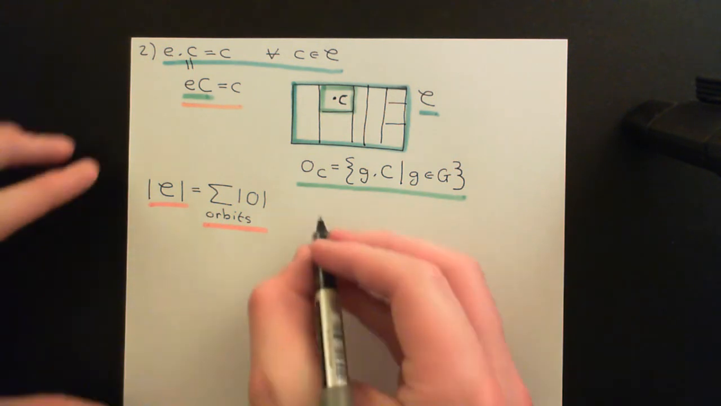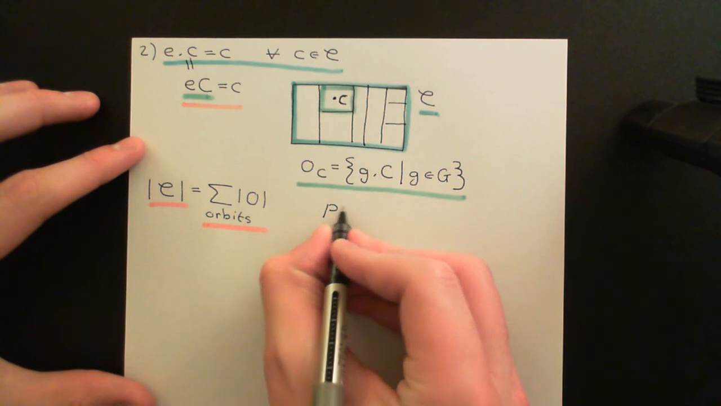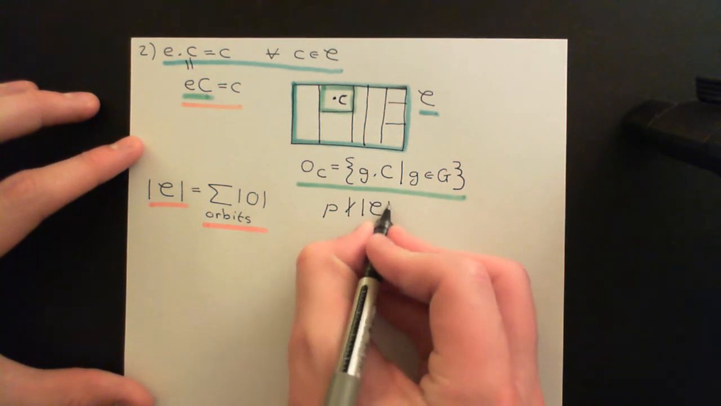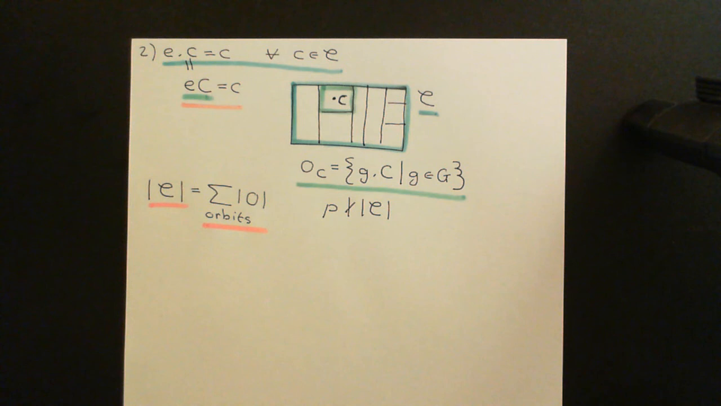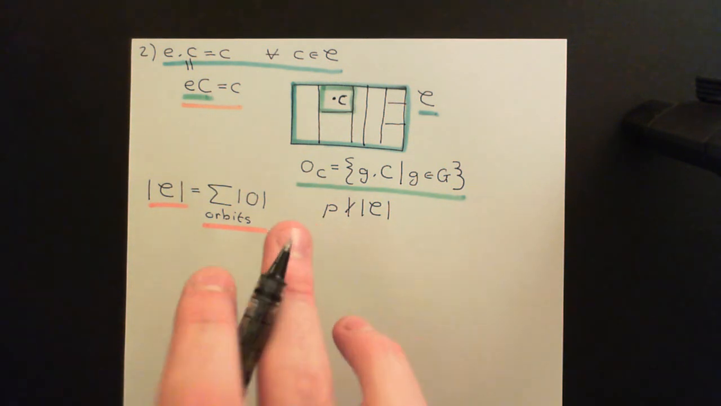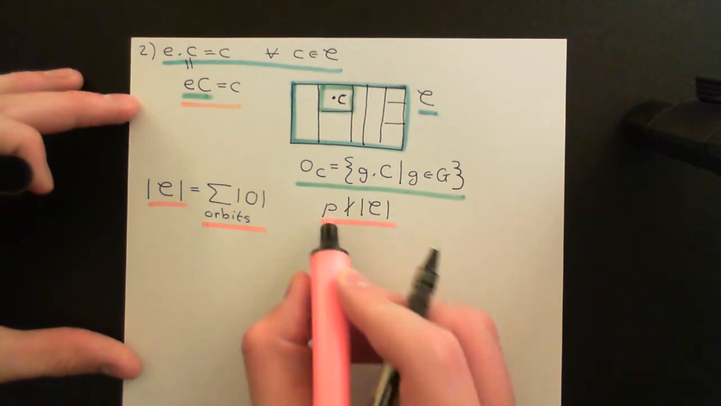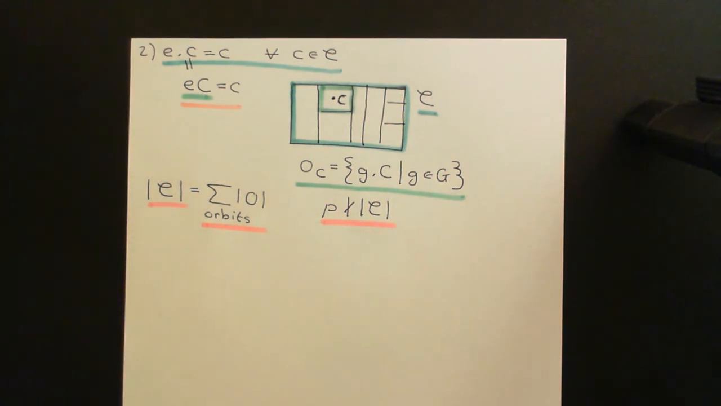The fact that we proved earlier said that the prime P did not divide the order of curly C. So curly C, whatever it is, if you take its prime factorization, it does not contain the prime P once. No power of P appears in that. It is not a multiple of P. Now, what does that mean about the orbits?